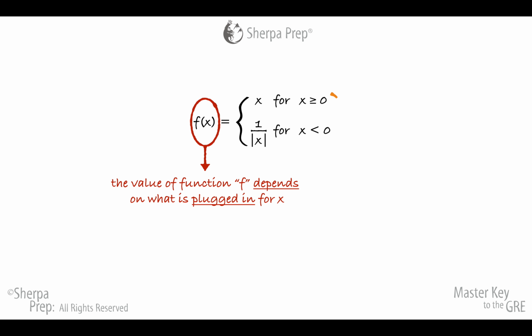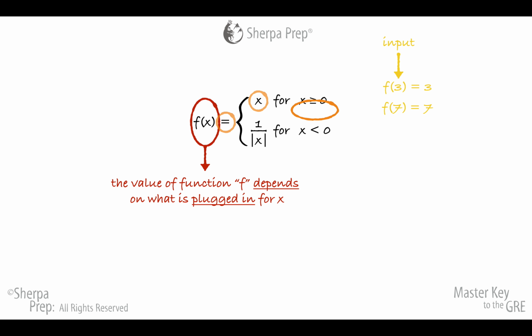Now this statement over here says that whenever our input, that is to say whenever our x value, is 0 or greater than 0, the function, that is f, will equal whatever we plug in for x. It will equal the input. For example, if our input value were 3, then the function, that is f, would equal 3. If our input value was, say, 7, then the function, that is f, would equal 7.